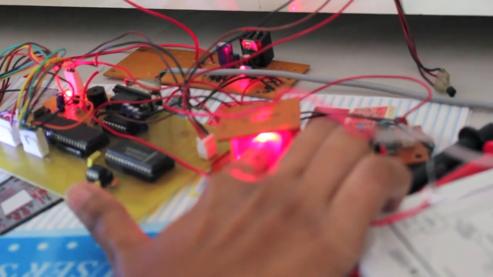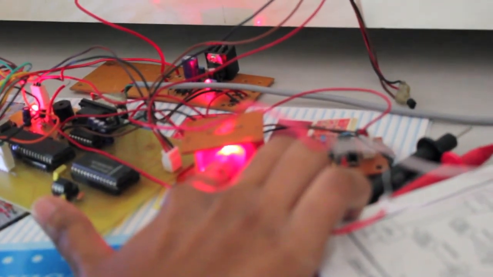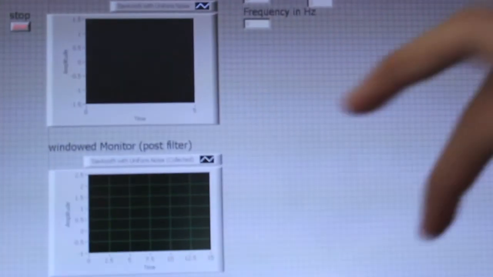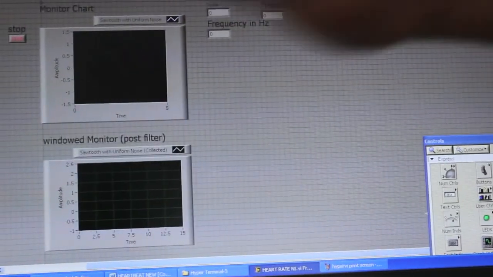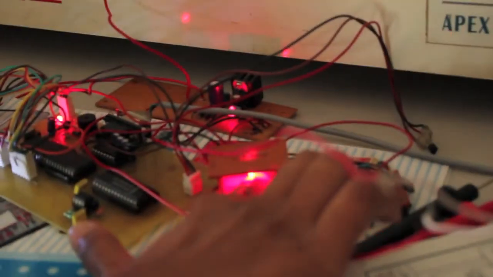Demonstration of our project, where we have implemented the waveforms of our heartbeat and the heart rate, the VI which shows the monitor chart, the windowed monitor post-filter chart, and the heart rate beats per minute chart. So now my friend inserts a finger into the plethysmographic sensor.